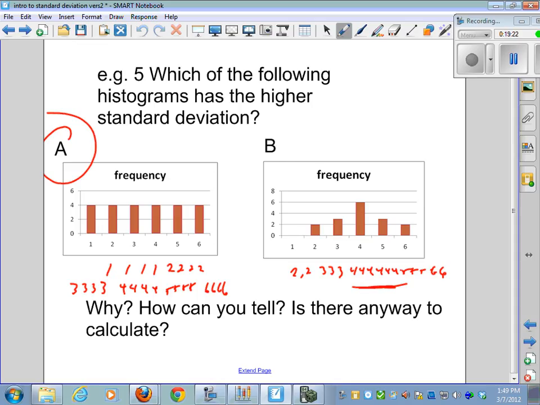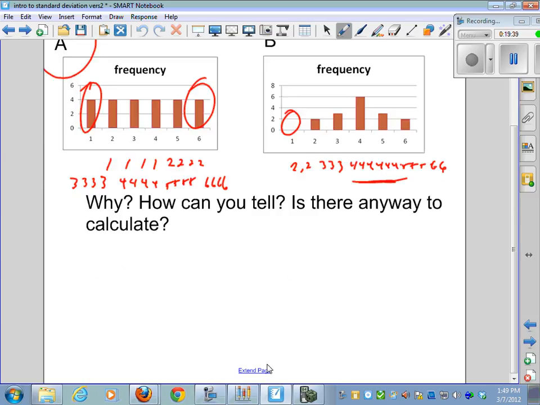There's no 1s at all. This one has 4 1s and 4 6s. It has just as many 1s as it does 2s and 3s and 4s and 5s and 6s. In fact, this is what we call a uniform distribution, right? This one is very spread out. So how can you tell? You may have seen me draw this the other day on top of things.